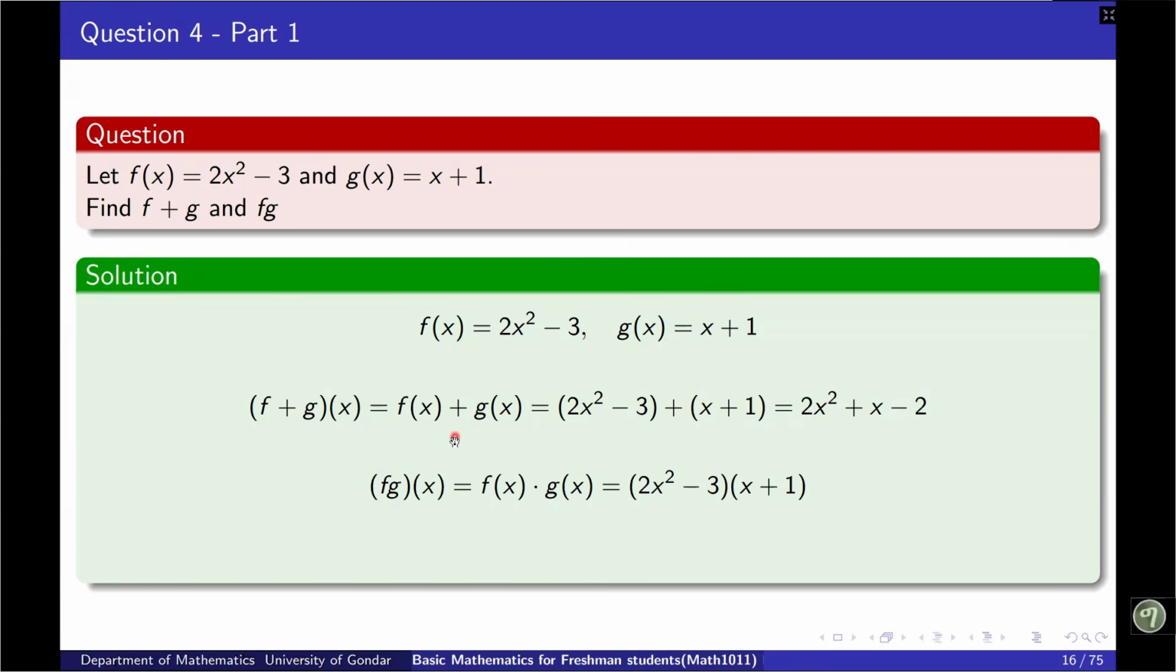And the product, using the same process, f times g of x equal to f of x times g of x, which is equal to 2x squared minus 3 times x plus 1. So the product of these two is 2x cubed plus 2x squared minus 3x minus 3.